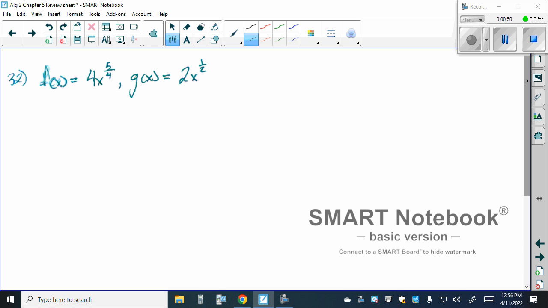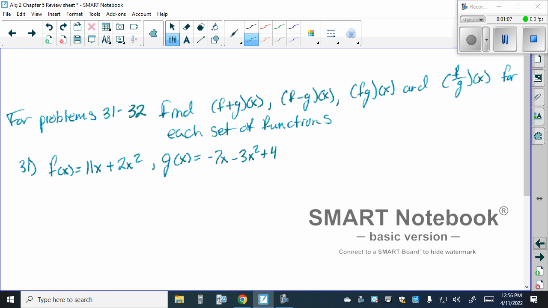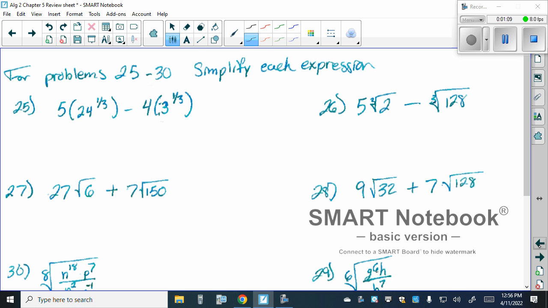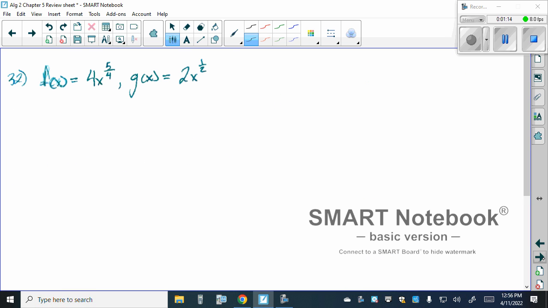So the next set of problems that will show up on the test are these here: f plus g of x, f minus g of x, f times g of x, and f divided by g of x. So 25 through 30, these here are not going to show up. But a problem like 32 will show up on the test.